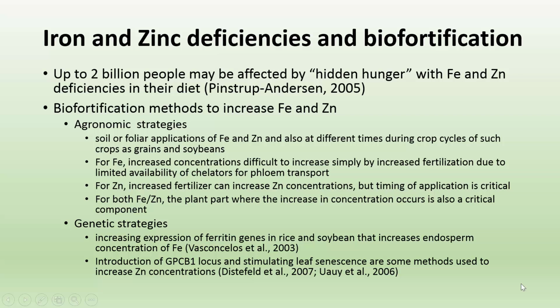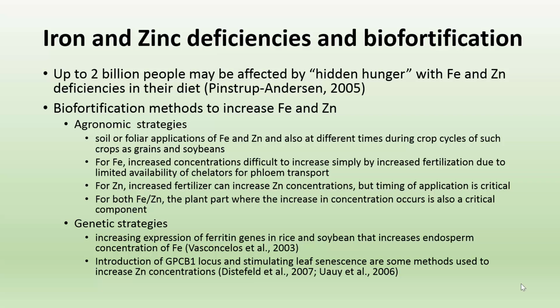To illustrate some biofortification strategies, we will talk about iron and zinc deficiencies. Up to 2 billion people may be affected by hidden hunger with iron and zinc deficiencies in their diet. Therefore, many studies have aimed to increase iron and zinc in important plant food products using various biofortification strategies. Some agronomic strategies studied included varying levels of soil and foliar applications of iron and zinc, and also application of iron and zinc at differing times during crop cycles in grains and soybeans.